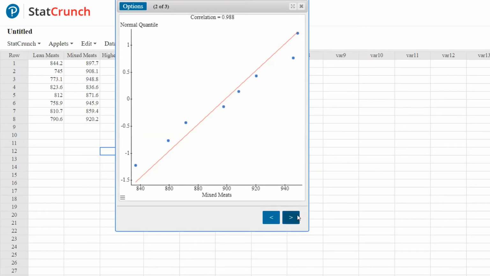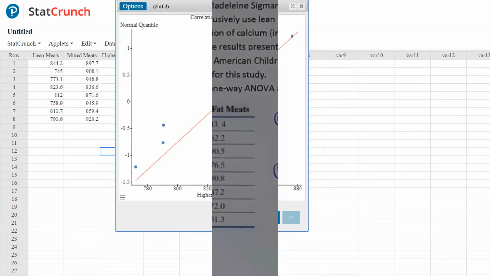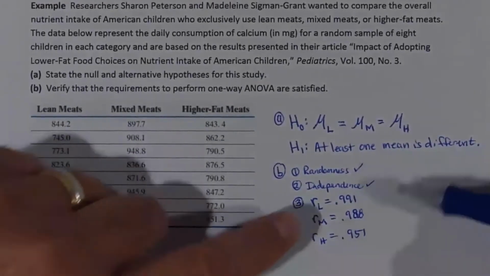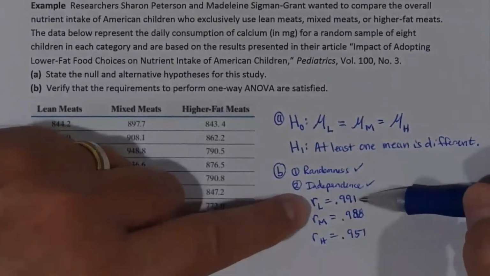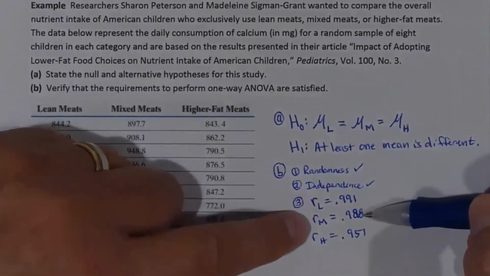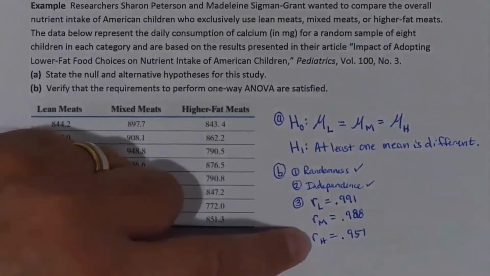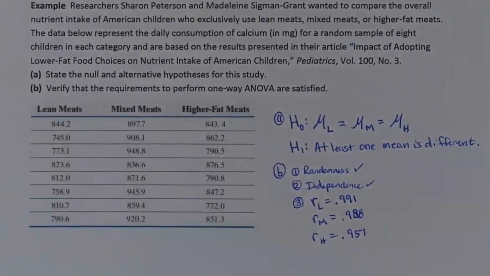And then for the third group, now if you look at this graph, that graph is a little less convincing that it is linear, but we do have a correlation statistic of 0.951, which is pretty close to 1. So I have just written down, this was the correlation statistic, again, for the lean meats. This was the correlation statistic for the mixed meats. This was the correlation statistic for the higher fat meats data.